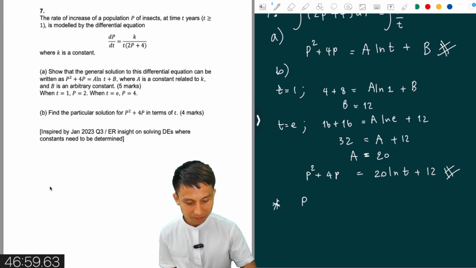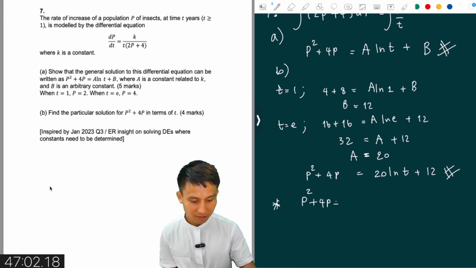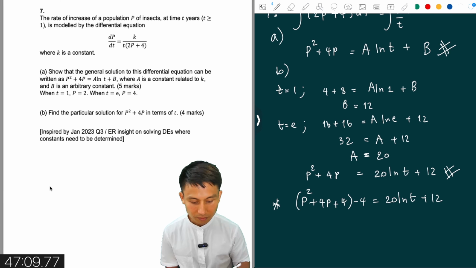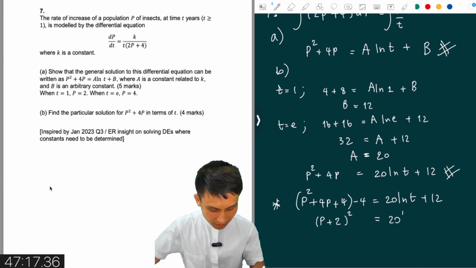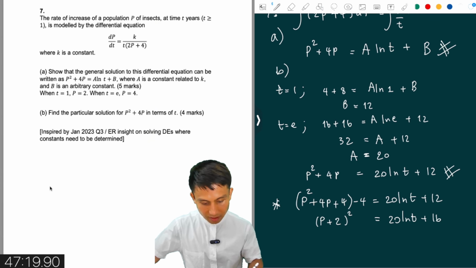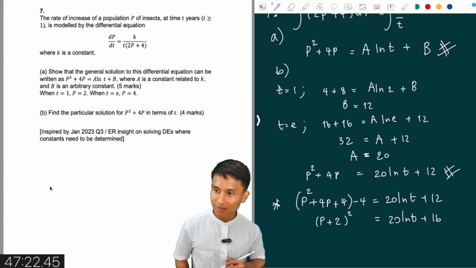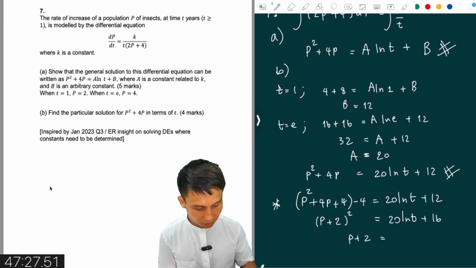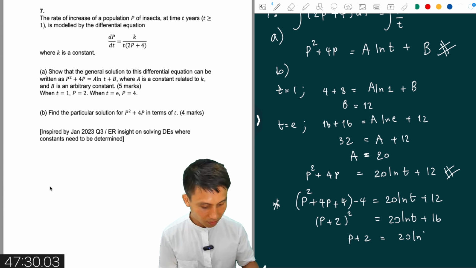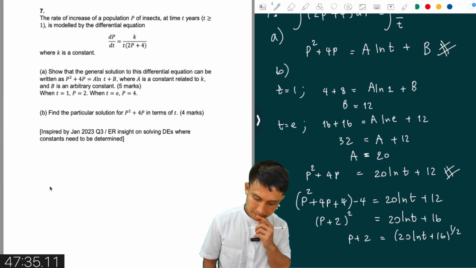So let's do that. p squared plus 4p plus 4 minus 4. That's just everything written again. Then you would have p plus 2 squared. I put 4 on the other side, I get 20 ln t plus 16. And then now you can square root both sides, right? So you would get p plus 2 equals that to the power of a half.